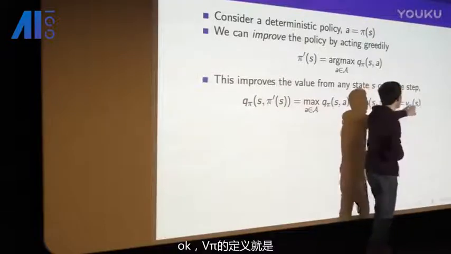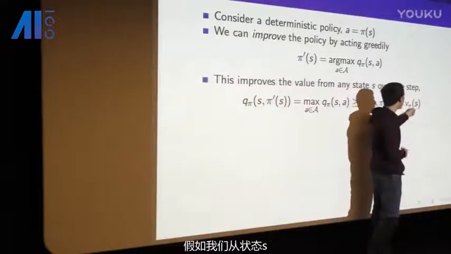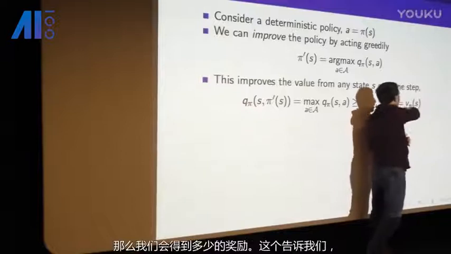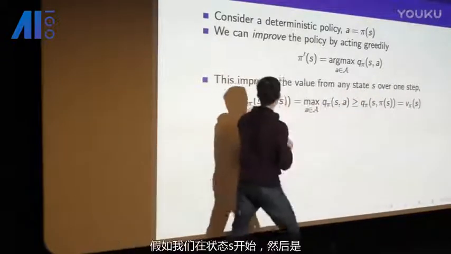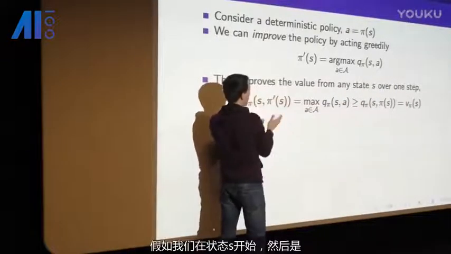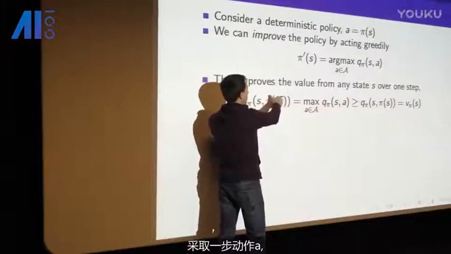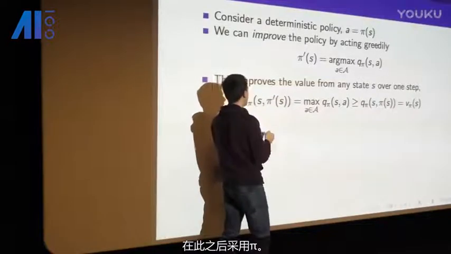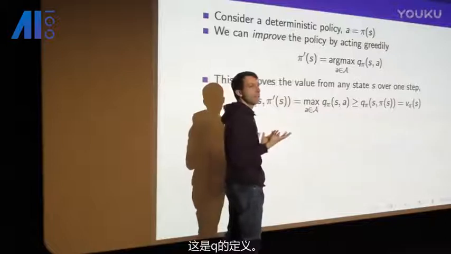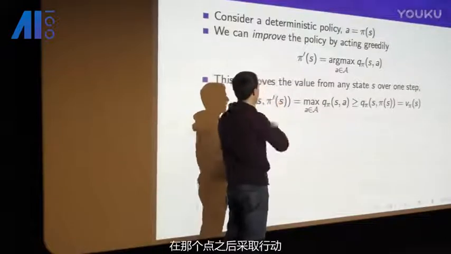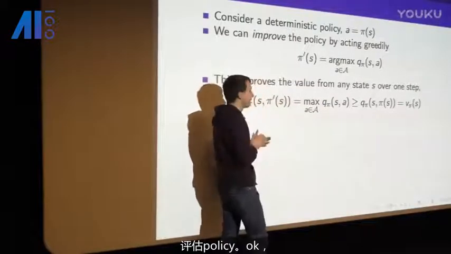Okay, so that's the definition of v pi. This tells us how much reward we get if we just follow pi all the way from S, and this tells us how much value we'd get if we started in S, followed action A for one step, and then followed pi after that. That's the definition of Q. You take action A for one step, and then you evaluate the policy after that point.